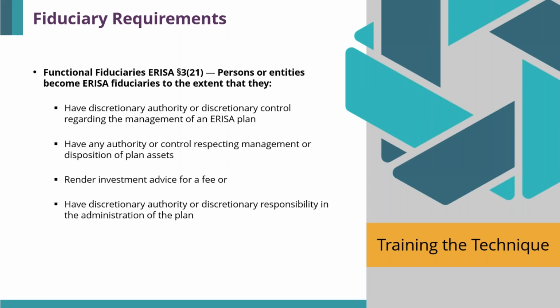Functional fiduciaries: individuals become fiduciaries to the extent they have discretionary authority or discretionary control regarding the management of the plan, have authority and control respecting the management and disposition of plan assets, render investment advice, or, most important, have discretionary authority or discretionary responsibility in the administration of the plan. So if your corporate officers, for example, work with the broker in deciding what insurance company will be providing benefits, they are a fiduciary, because they have discretionary authority or responsibility in administration of the plan. Now, in an insured plan, the insurance company is a fiduciary in providing the benefits promised. But again, the corporate officers have the responsibility to make sure the insurance company provides those benefits.